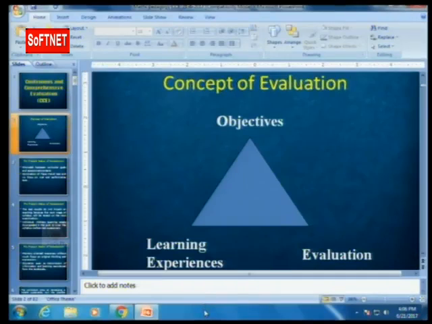Here the concept of evaluation is a triangular process: objectives, learning experience and evaluation. Here you have to evaluate the children with a specific objective. In the present system you are doing the examination, of course the word is not correct, you call it assessment.